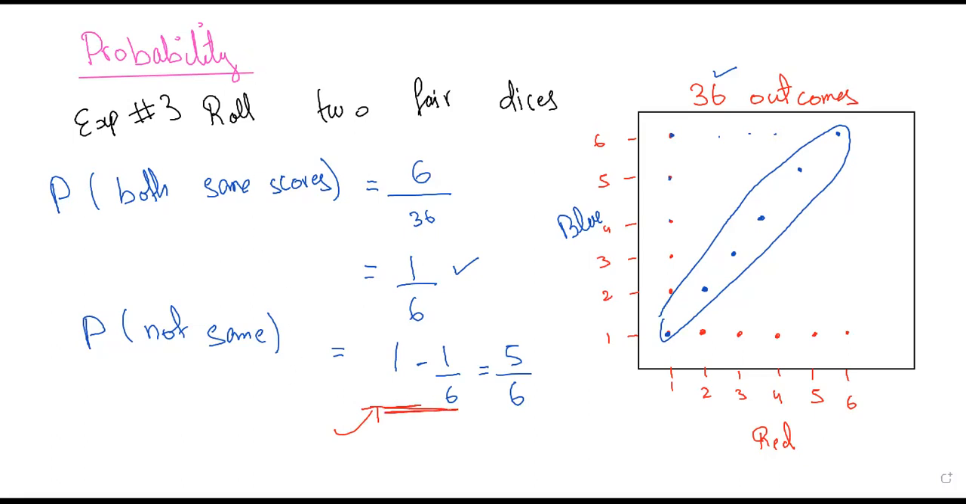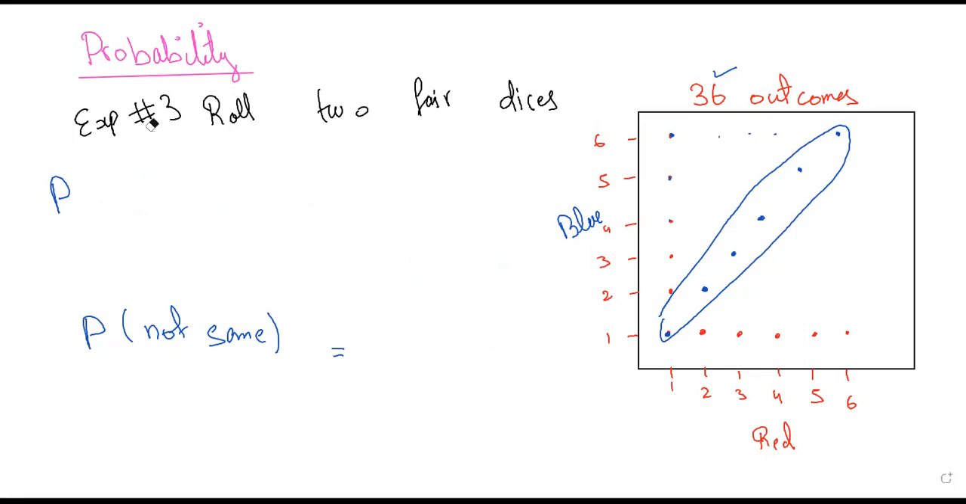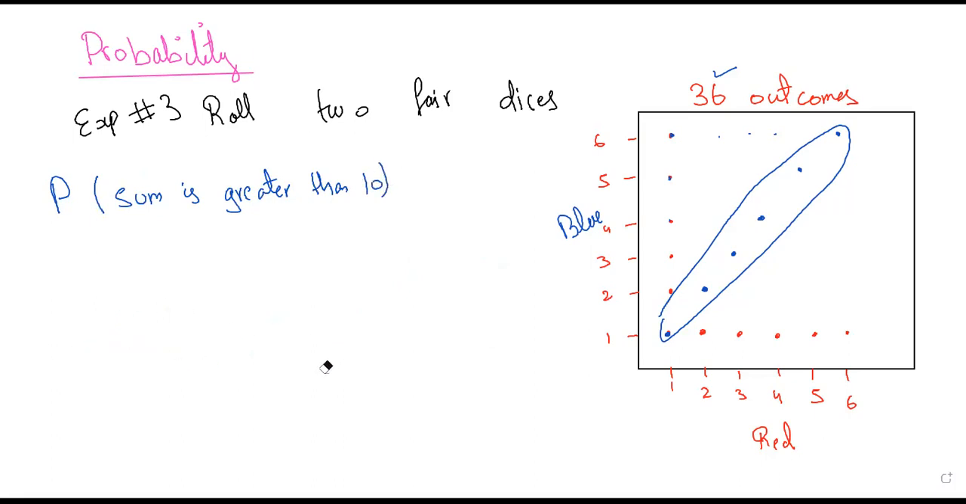Okay, and then the last one is this: the probability that the sum of both these scores is greater than 10. Okay, think about it and then just type the answer.